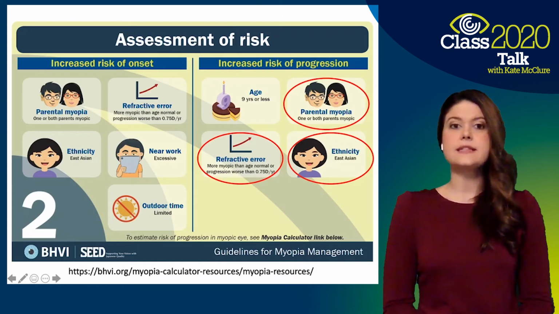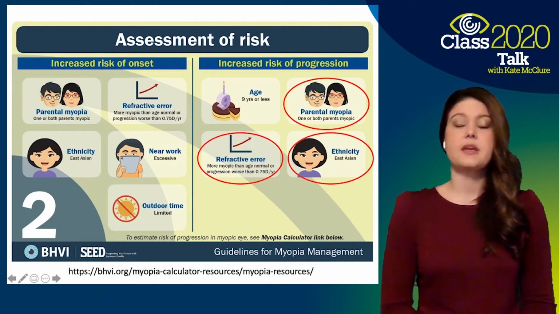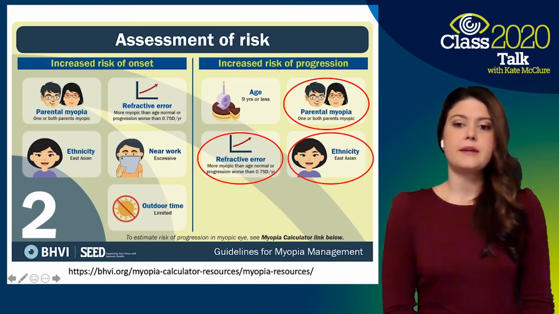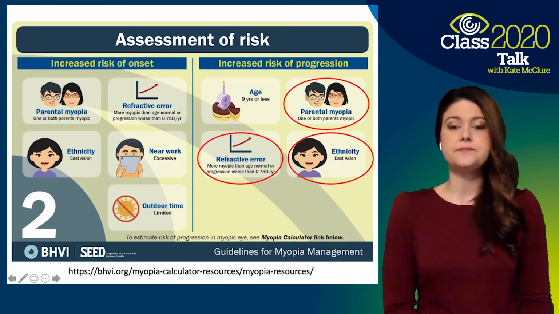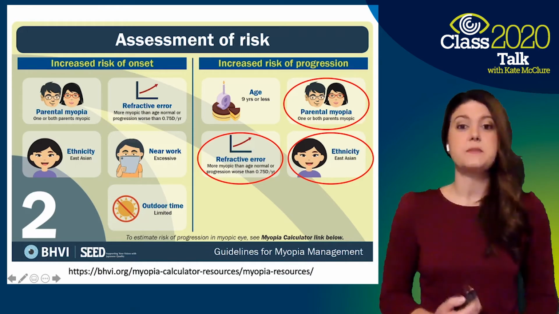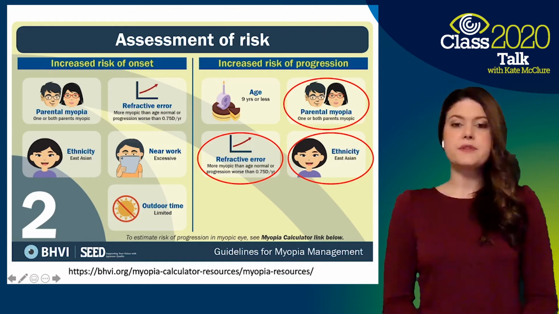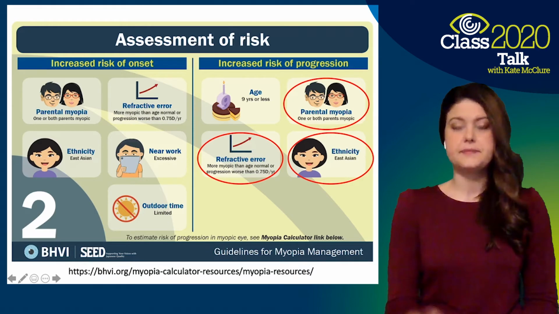Okay, so first let's assess this child's risk. A couple of things. He's older than 9. However, his mother is myopic. He is of East Asian ethnicity, and his refractive error is more myopic than age normal, and he's progressed more than a diopter per year based on the information I have available to me. So I can see here that we do have 3 risk factors, and I think the risk is significant for progression.